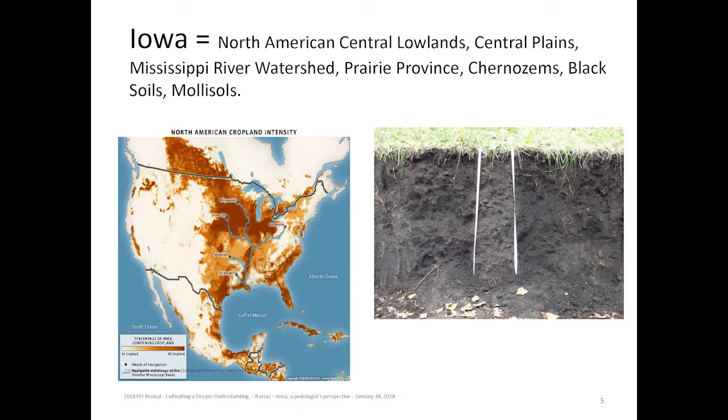And by the way, this map is showing intensity of cropping, really farmland, but arable land, intensity of cropping here in North America. And the darker the brown is, the more intense it is. So we're in the North American Central Lowlands, perfect place for cropping, as you can tell. Many people would say we're part of the Central Plains, Mississippi River watershed. Alternatively, we could easily say, if you're more ecologically bent, we're part of the Prairie Province of North America.